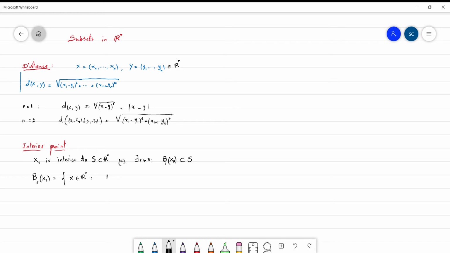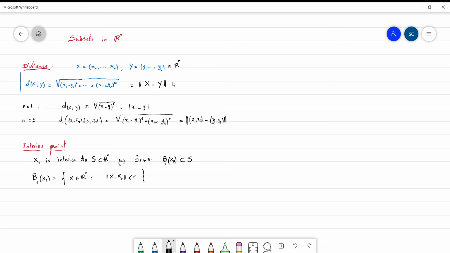Like we denoted here with the absolute value, often we use the notation of the norm of the point x1, x2 minus the point y1, y2. Here also it's the norm of the point x minus y. The operation with vectors x minus y, we know how it works between components. So this is what it says: the norm of x minus x0 is less than r.